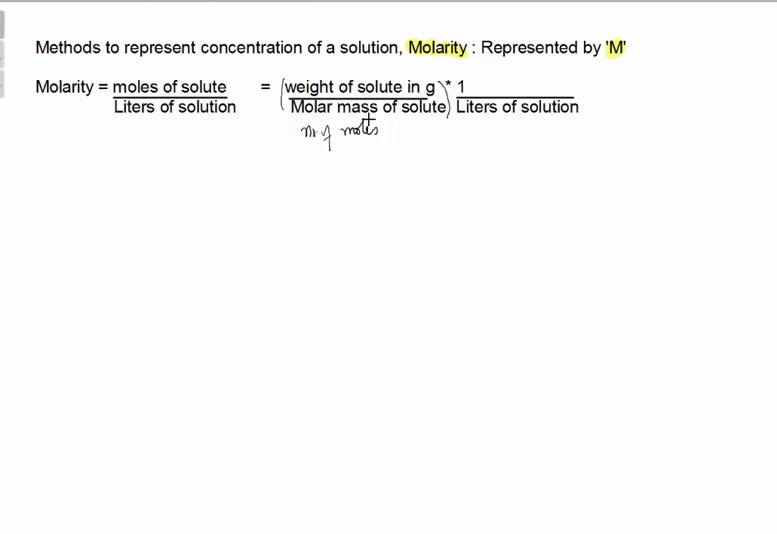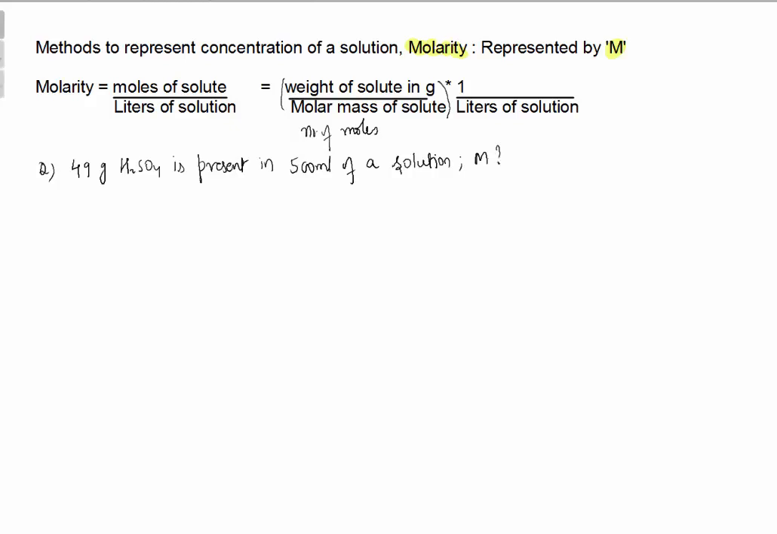In that, we have specified we can use mass for calculating number of moles. Now, for example, if we have 49 gram H2SO4 present in 500 ml of solution, what is its molarity? Please remember, you have to calculate the molar mass of solute.